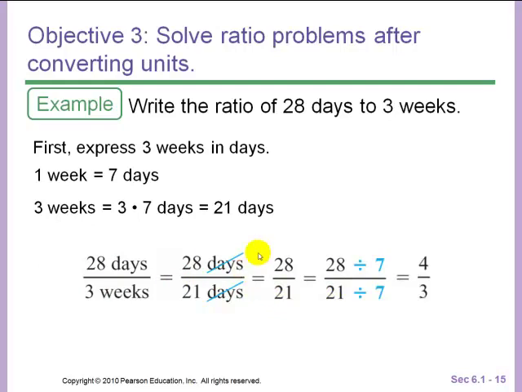I should note, had we converted 28 days to weeks, 28 days would actually have converted nicely without any fractions or decimals. 28 days is 4 weeks, so then you would have had 4 weeks to 3 weeks, which is just 4/3. So you get the same final result no matter which unit you convert to. However, if you want to avoid fractions or decimals, then you'll always go to the smaller unit.